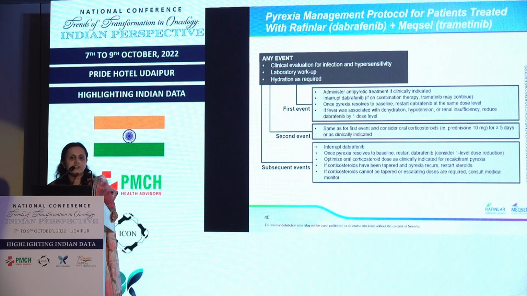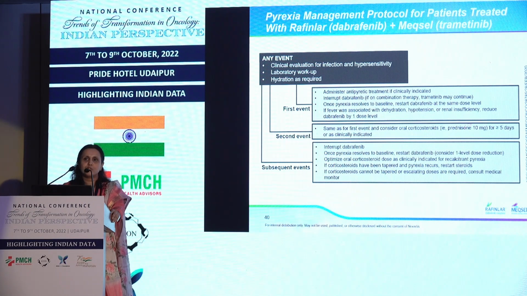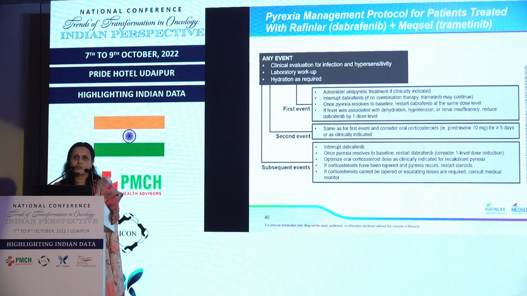So for pyrexia management, first we have to look for any infection or hypersensitivity, and all the lab work for that should be done. And the first thing we have to manage is hydration. The patient should be hydrated very well in the event of any pyrexia. We should start antipyretics, interrupt dabrafenib, and once pyrexia resolves in the first event, we can restart dabrafenib at the same dose. And if fever is associated with dehydration or renal insufficiency or hypotension, like any complication, then we have to reduce the dose of dabrafenib.